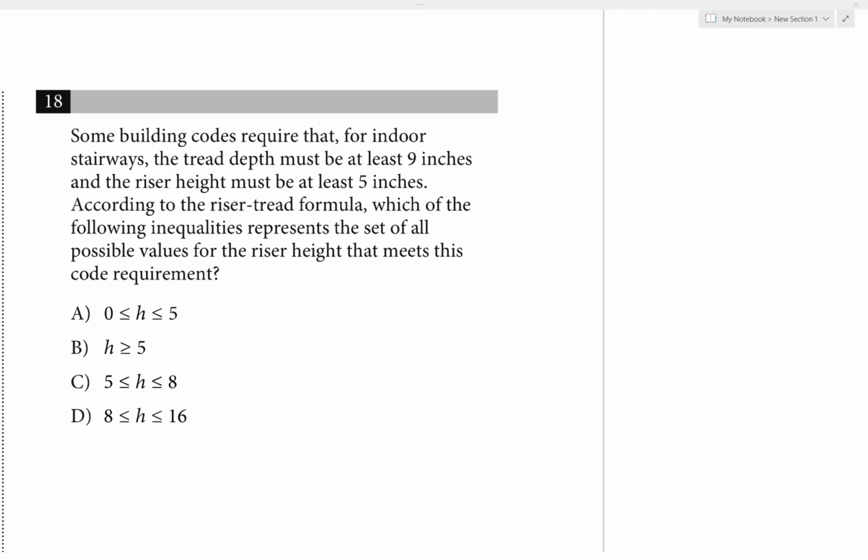Okay. And to start us off, we know the riser height has to be at least 5 inches, right? Because we have this requirement. So pretty much h has to be at least 5. So h has to be greater than or equal to 5, or you can say 5 has to be less than or equal to h. Either way should work.